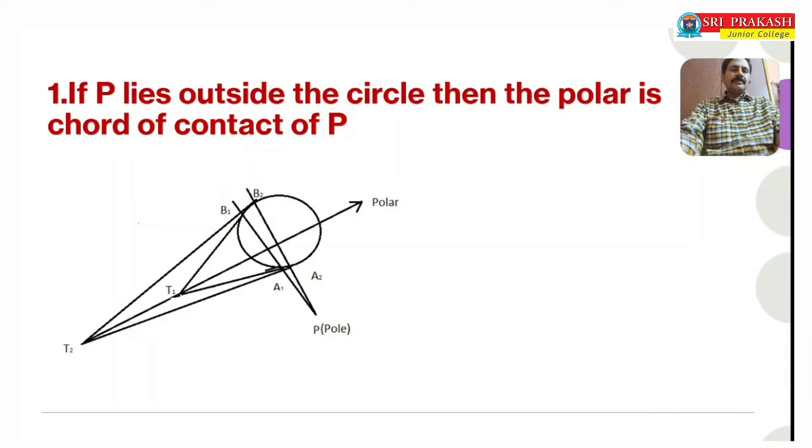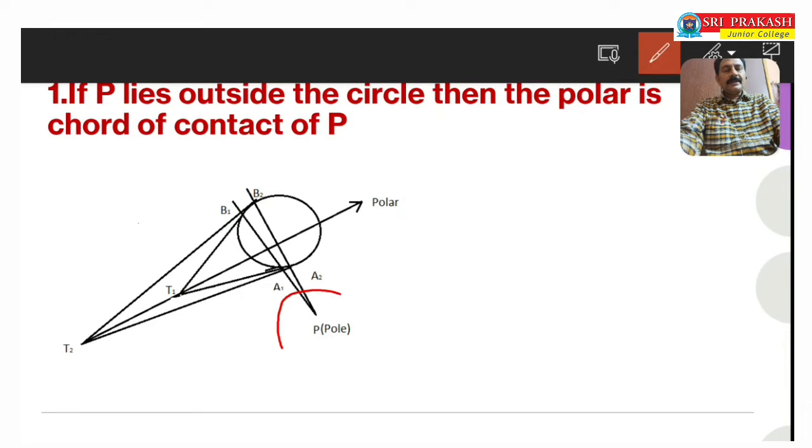See here, you can find the pole and polar in different cases. Now let us check the first case. If P lies outside the circle, then the polar is the chord of contact of P. So here in the first case we have taken point P outside the circle. Through this, secant lines are drawn which meet the circle at A1, B1 and at A2, B2. You can also draw another line. Now the point of intersection of tangents drawn at the extremities A1, B1 and at A2, B2. So clearly tangents are drawn at the extremities. They meet at the point here, and also other tangents meet at the other point.